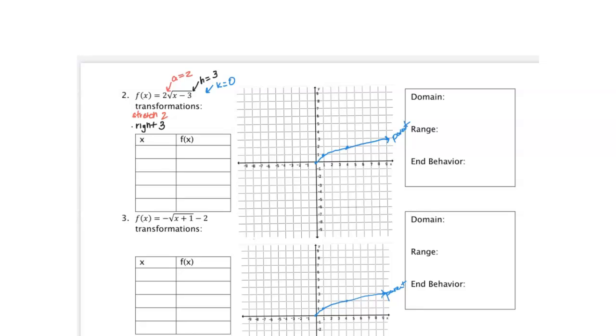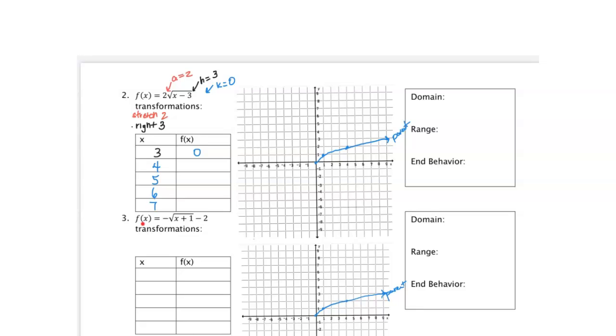Okay, inside of our table, we're going to place our h and our k at the top this time. So h is 3 and our k value is 0. And then let's get x values that are greater than our 3. So next we have 4, 5, 6, and 7.